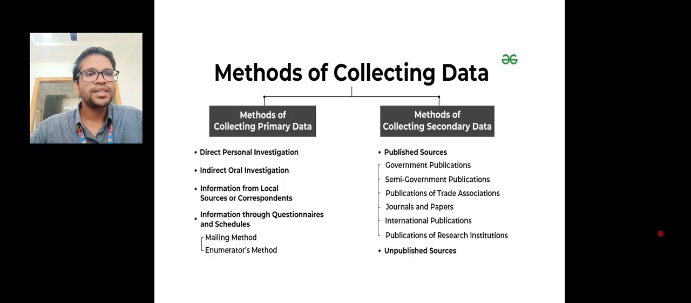In the same way, secondary data are collected on the basis of published sources. As the name indicates, secondary means it is already published, and we can refer to it. Government publications are a best example, or semi-government publications, publications of trade associations, journals and papers, international publications, publications of research institutions, or unpublished sources. These are the things from which we can collect secondary data. Already we discussed primary, and the same way secondary also.